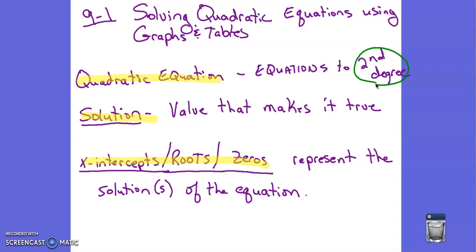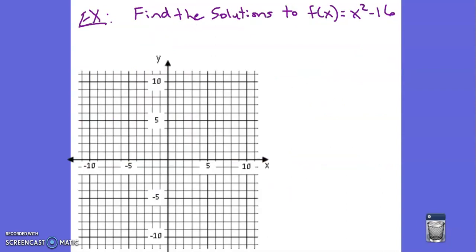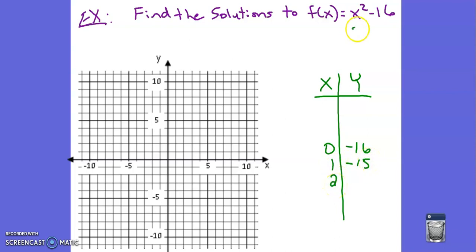It's where it hits the x line, and that's what we're going to be looking at. Find the solutions to this quadratic equation. Solution means what will make this true, when will it hit the x line? If we started graphing this, we could make an XY chart and substitute some numbers in. If we plug 0 in, we get negative 16. If we plug 1 in, we get negative 15. If we plug 2 in, all I'm doing is 2 squared minus 16, so that's 4 minus 16, which gives negative 12.